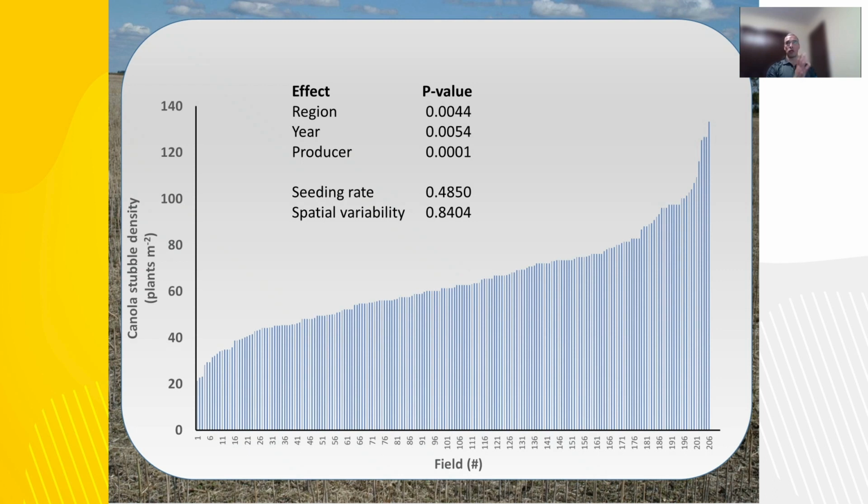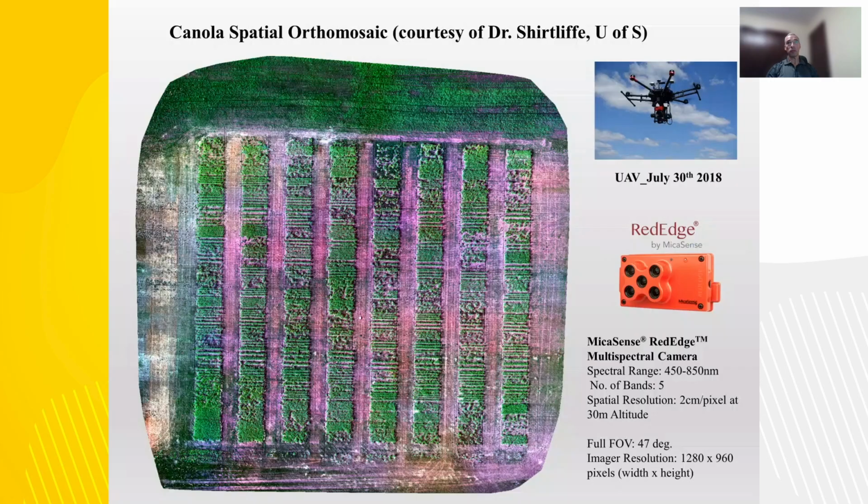Nonetheless, we have regional statistically significant effects, year effects in this data, as well as producer effects. Some producers always have lower densities in their field. Some producers always have higher densities. And the producer effect obviously is management, and that we can control. Now, how does that relate to protein, or what can we glean from that?